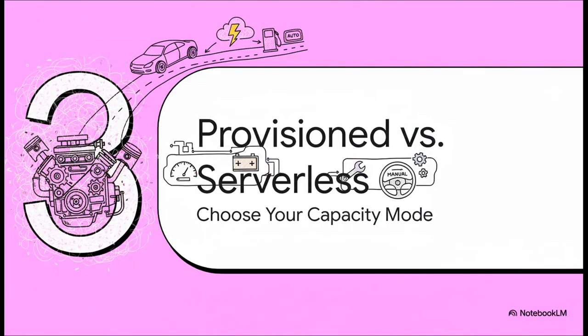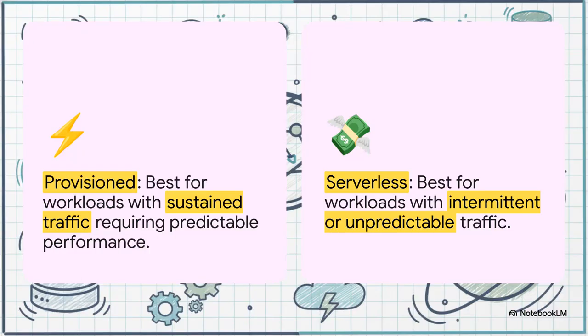Okay, so once you've figured out your data model, you've got to decide how you're going to pay for and operate this thing. Think of it like choosing the right engine for your car based on how you actually plan to drive it. You wouldn't put a Formula One engine in a city commuter, right? Provisioned throughput is basically your unlimited data phone plan.